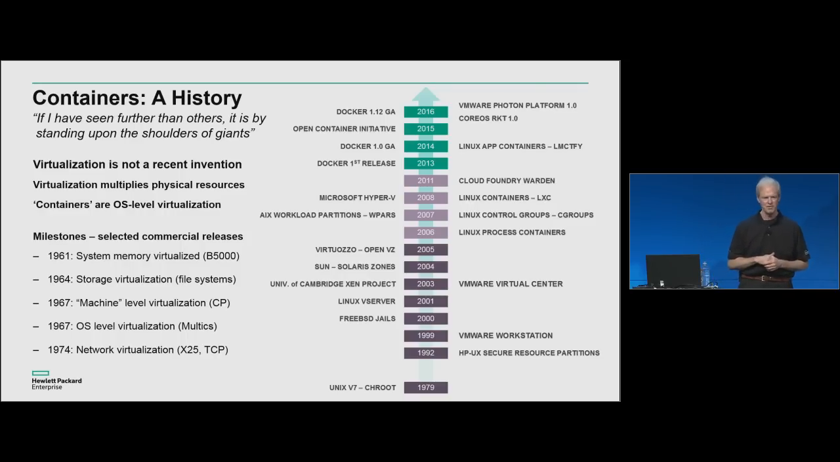Virtualization is not a recent invention. It's basically been part of every OS pretty much from the beginning. It's definitely part of all modern OSs, and as you can see on this chart, it really goes back in time. You have some key points here in time. So OS level virtualization with Multics. Multics was the ancestor of all Unix versions and all Linux versions. If you look at machine virtualization, that was CP. CP turned into IBM's operating systems.